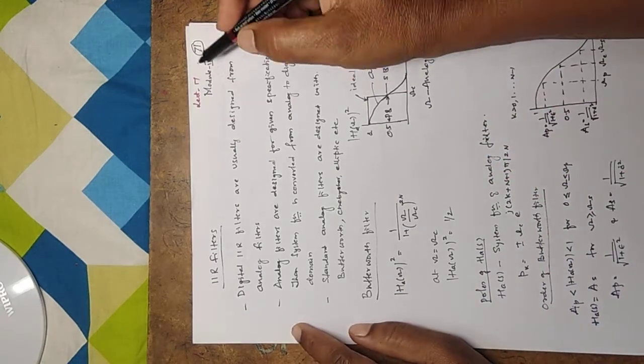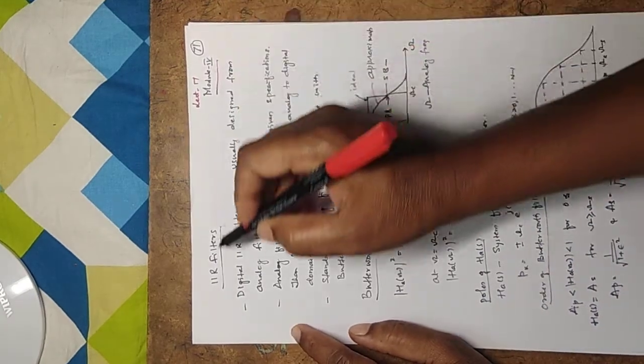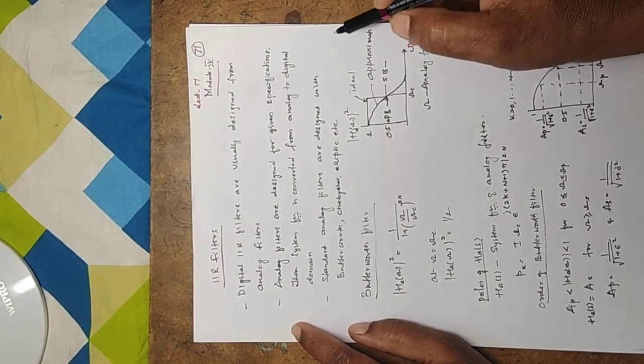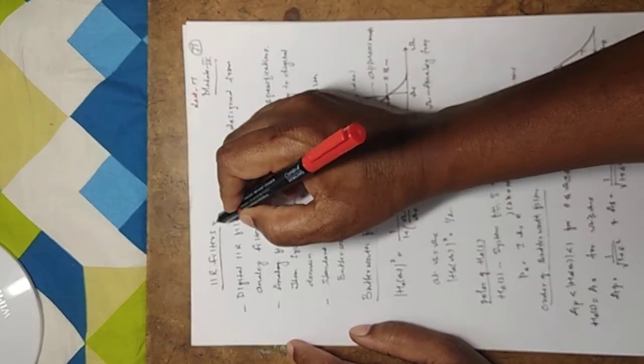That is, we are going to start module 4, that is IIR filters, and its design.